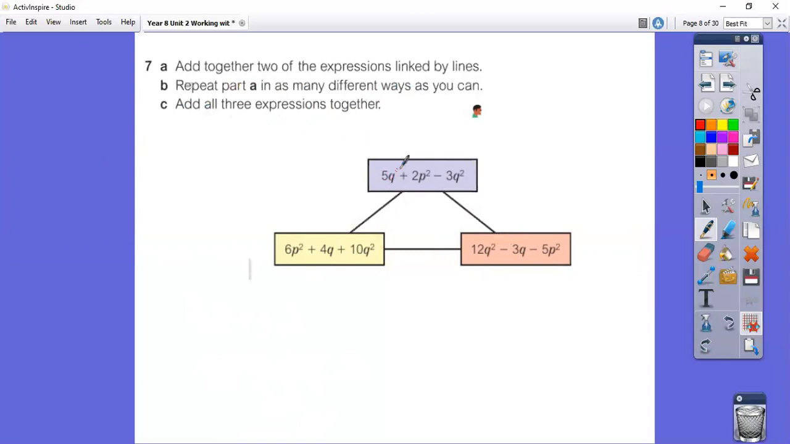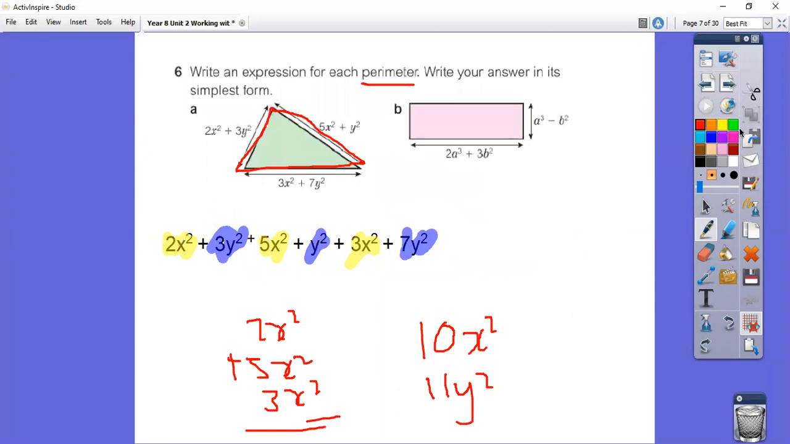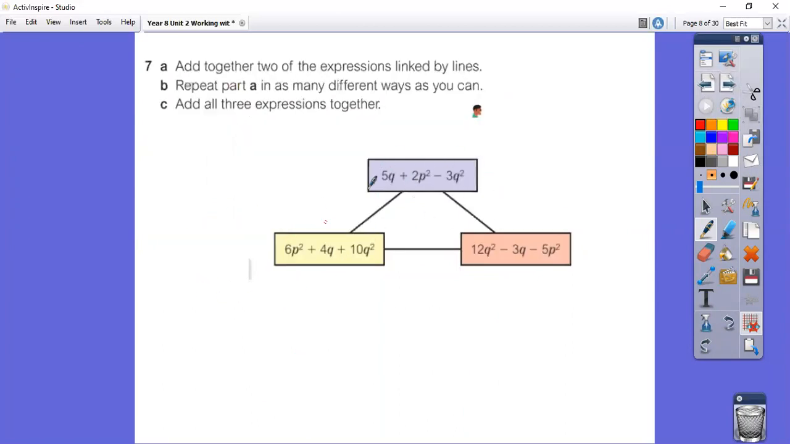So collect 5q plus 2p squared minus 3q squared plus 6p squared plus 4q plus 10q squared plus 12q squared, subtract 3q, subtract 5p squared. So write it all out in full, like we've done with the perimeter question. Then highlight or underline all the creatures which are the same, the like terms, and then put them together all into one group, simplify them. And once you've simplified it as much as it can, you leave it there.